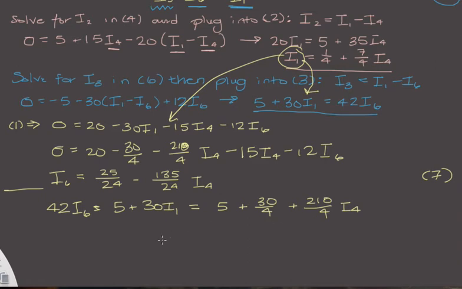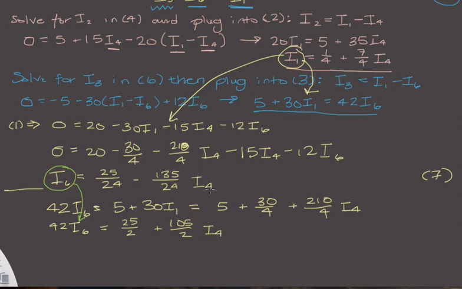And now I can go ahead and clean this up a little bit. So 42I6 is 25 over 2, if I combine those coefficients, plus 105 over 2 times I4. Okay, so all I've done is just clean that up a little bit. Now my final step, I'm going to take the I6 that I have right here, and plug it into the I6 that I have right here.